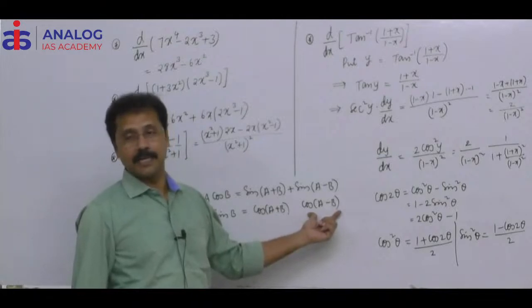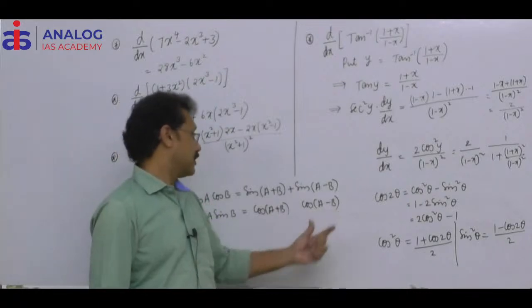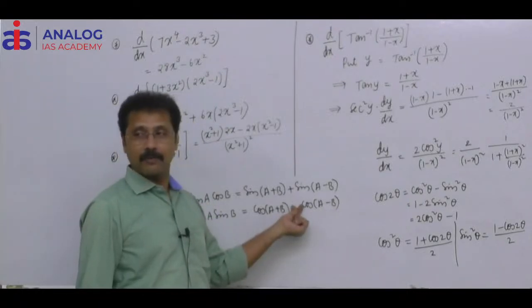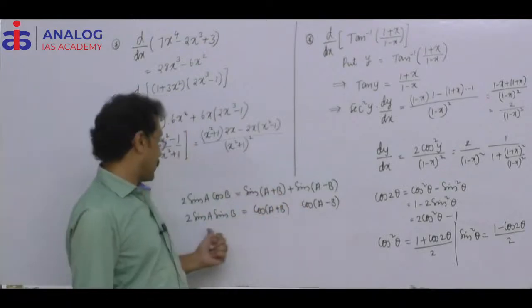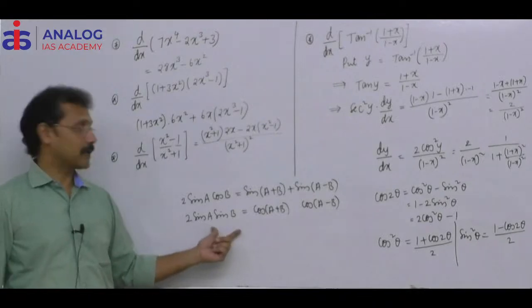Plus sin A sin B. Okay? Now, if I add both of them, what am I going to get? 2 cos A cos B. But what I have is sin A sin B. Therefore, I need to subtract both of them.